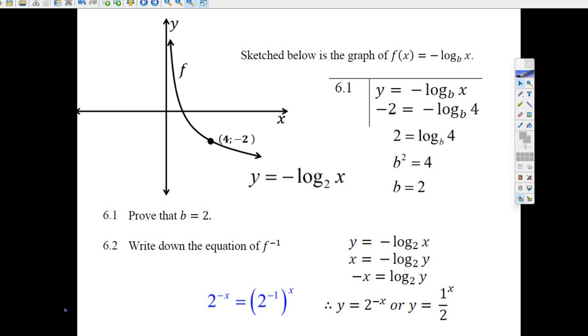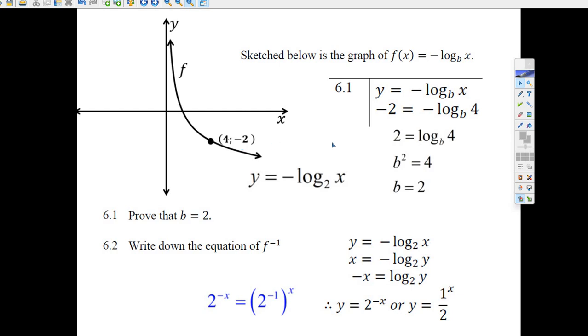Okay, we're going to try this kind of challenging log problem here. Question 6. Let's just get started. They tell you that this graph here is the graph of f of x equals the negative of log to base b of x. And they want you to prove that b equals 2 if you're given that there's a point on this function, where x is 4 and y is minus 2.